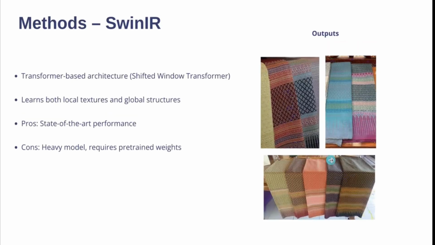Right, so the last method is called SwinIR. SwinIR stands for Swin Transformer for Image Restoration. This is a transformer-based approach that processes images with shifted windows. The advantage is that it captures both local texture and global structure, allowing it to restore fine patterns much more efficiently. The downside is that it is computationally heavier and requires pre-trained weights.